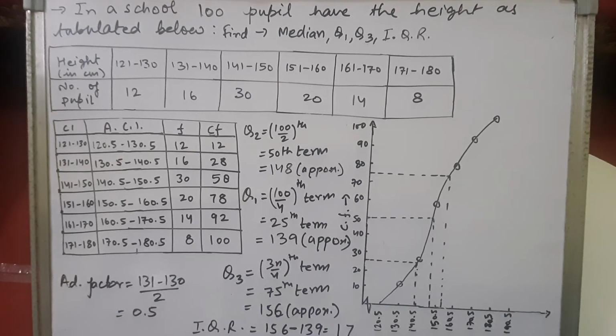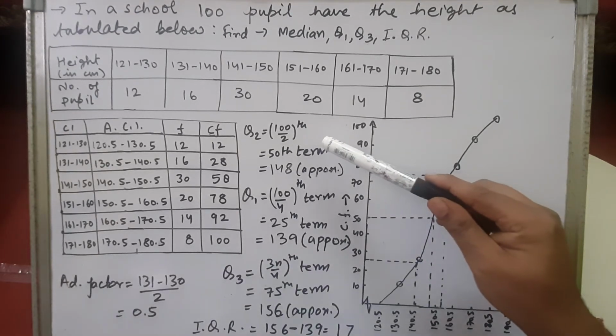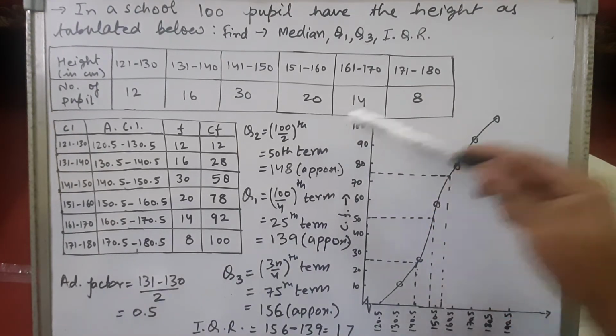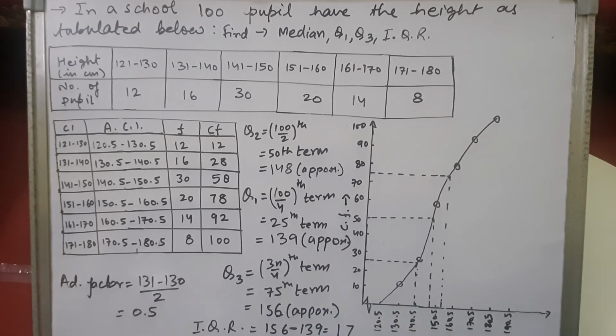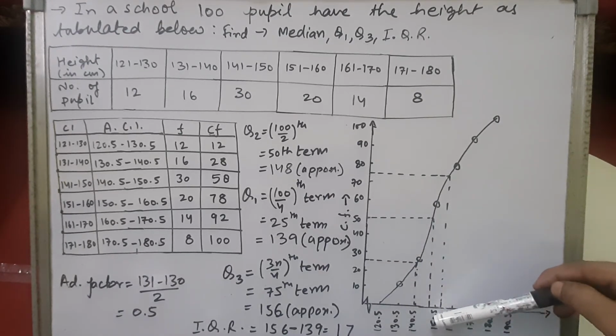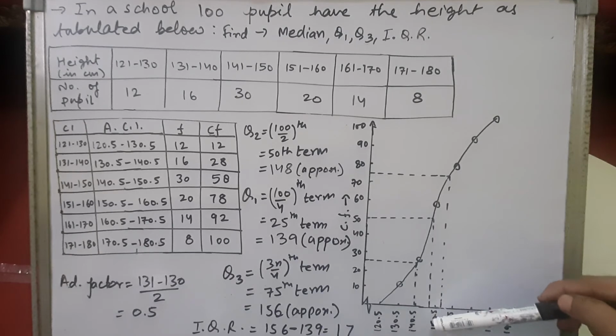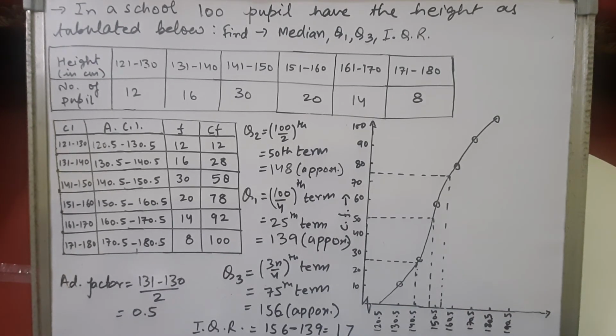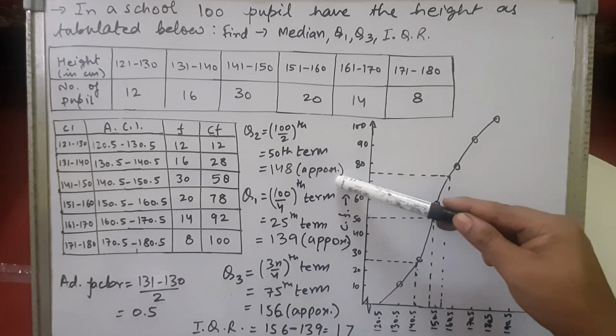Now for calculating the median, we know that when the number of terms is even, the formula will be the n by 2th term. Here n is 100, so the median will be the 100 by 2th term, the 50th term. We find the value of the 50th term by drawing a line across to the curve and then a perpendicular to the x-axis. This particular value will be the median of the given data. Say this value has come to 148. So I have written Q2 equals 148 approx.